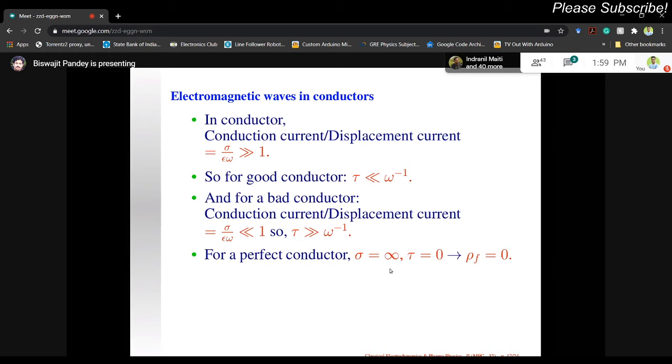That means within no time the free charge density becomes 0. But of course this looks odd. I mean, you cannot talk like this. Then no time. Okay, it may be some time, with very short time. So what it is telling us is that if you take a very good conductor, the free charge density within the conductor will dissipate very fast.